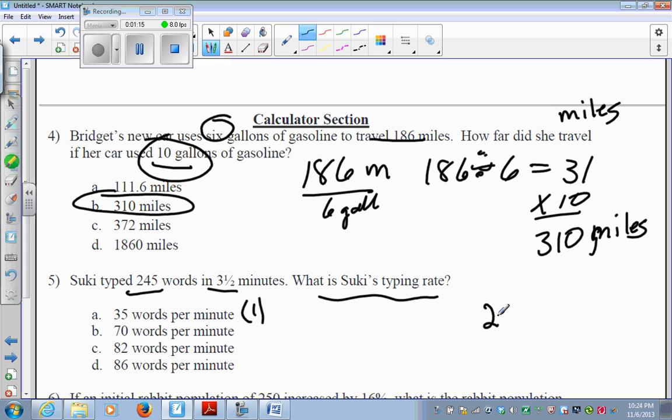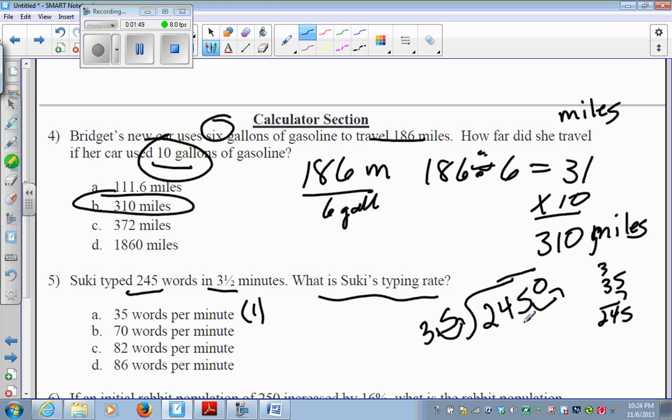So I'm going to do 245 divided by 3.5. I know you guys have calculators at home. I don't have one here right now, so I'm just going to do it by hand. I'm going to move my decimal over one place to the right to make it a whole number. So it's now 2,450. 35 goes into 2,450. If I'm not mistaken, it's going to go in there 7 times.